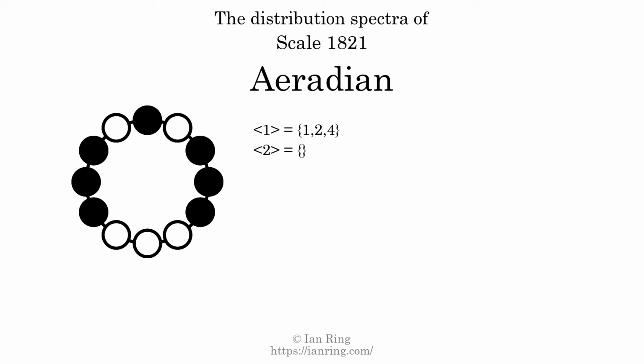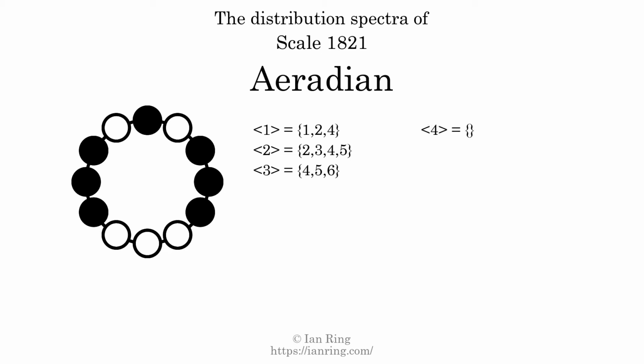The generic interval of 2 scale steps comes in 4 different specific interval sizes: 2 semitones, 3 semitones, 4 semitones, and 5 semitones. The spectrum width of this generic interval is 3. The generic interval of 3 scale steps comes in 3 different specific interval sizes: 4 semitones, 5 semitones, and 6 semitones. The spectrum width of this generic interval is 2.